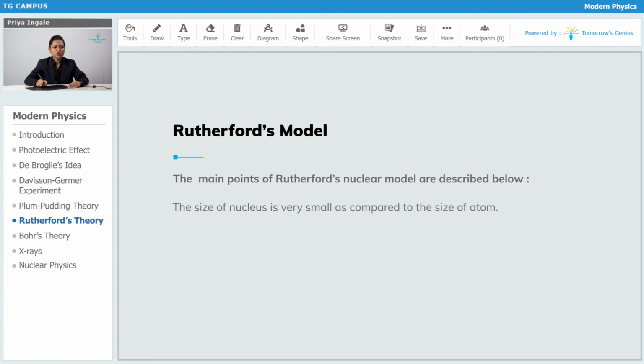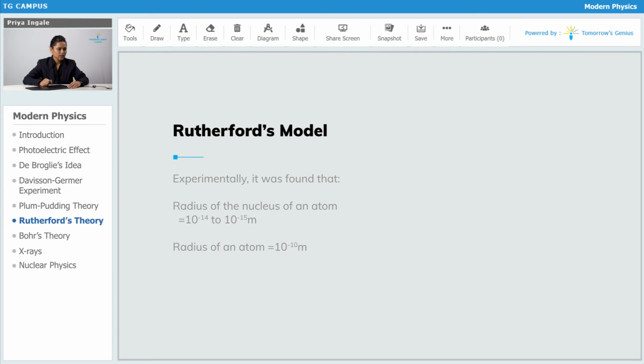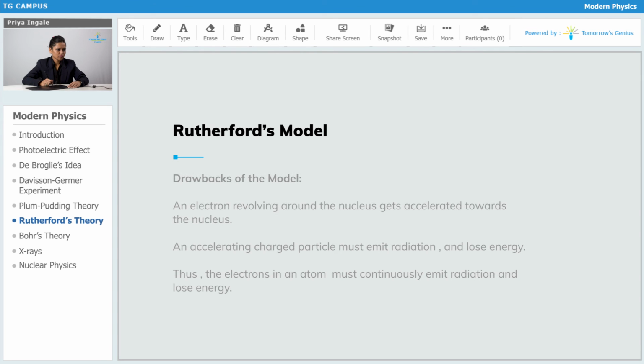The size of the nucleus is very small as compared to the size of the atom. How small is it? These were the experimental calculations. The radius of the nucleus of an atom is 10^-14 to 10^-15 meter, but the radius of the atom is 10^-10 meter, so you can see there is a huge difference.